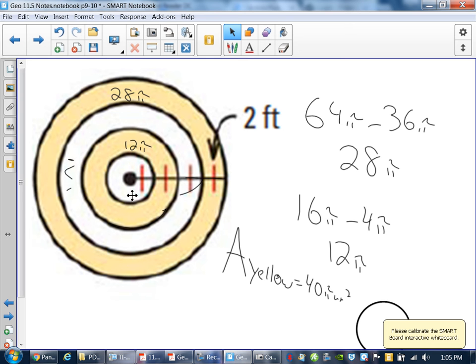All right, copy that? Not terrible, is it? It looks like there's a lot going on, but all you're doing is just basically finding the area of more than one object and adding them together. Okay. We do a lot of this style problems with bullseyes and stuff. We'll do a lot more of it coming Friday when we start doing probabilities too.